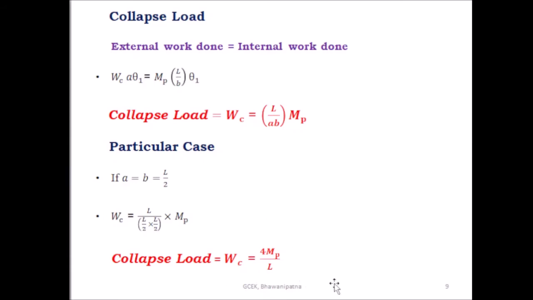So this is the collapse load when the load is present at the midpoint of the simply supported beam, and this is the collapse load when the load is present at a distance small a from the support A and small b from the support B. For eccentric loading, this is the collapse load.